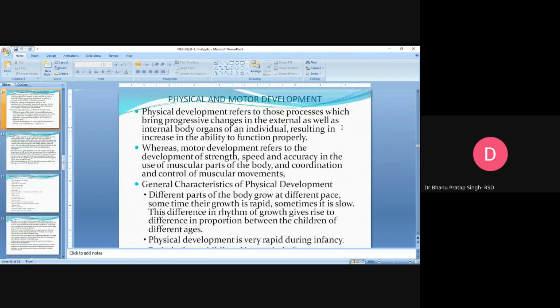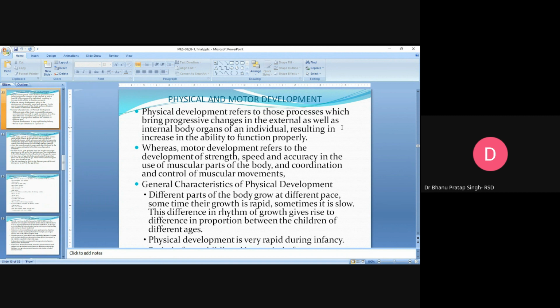This is physical and motor development. We are going to discuss one by one the kinds of development that we listed in the previous slides. So one is physical and motor development. Physical development refers to a process which brings progressive change in the external as well as the internal body organs of the individual, resulting in an increase in the ability to function properly.